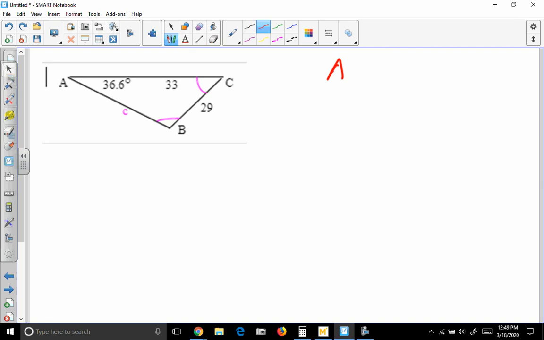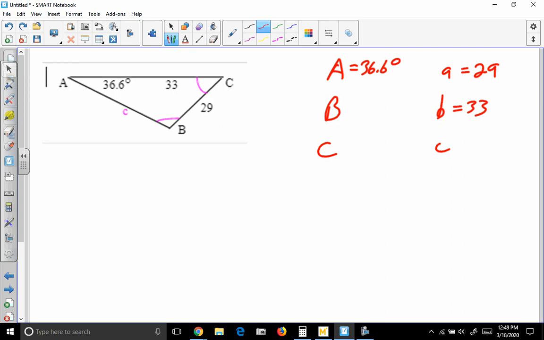So let's label angles A, B, C, and sides little a, little b, little c. So angle A is 36.6 degrees. Side, let's see, this 33, that's across from angle B. So side B is 33. 29, that's across from angle A. So that's side A.